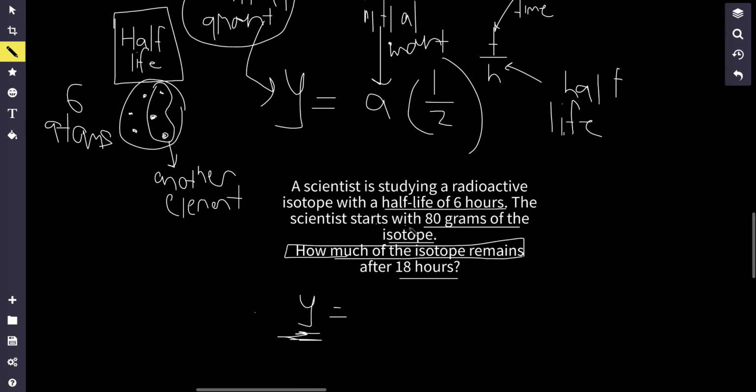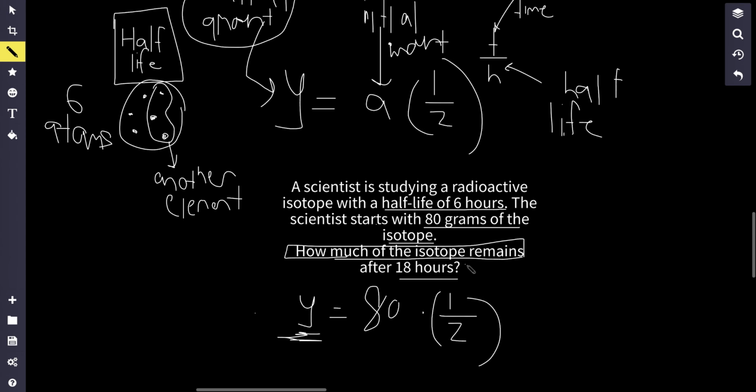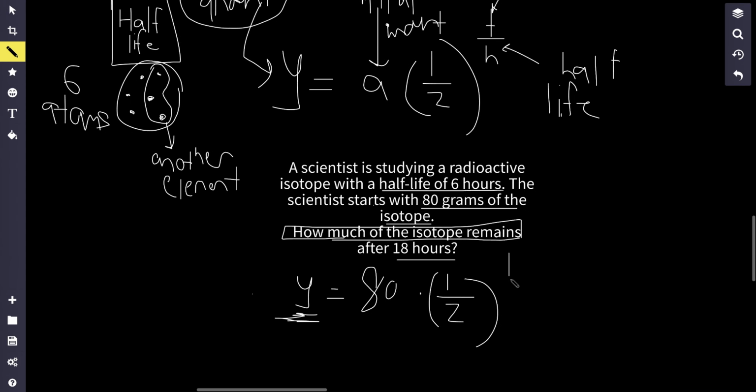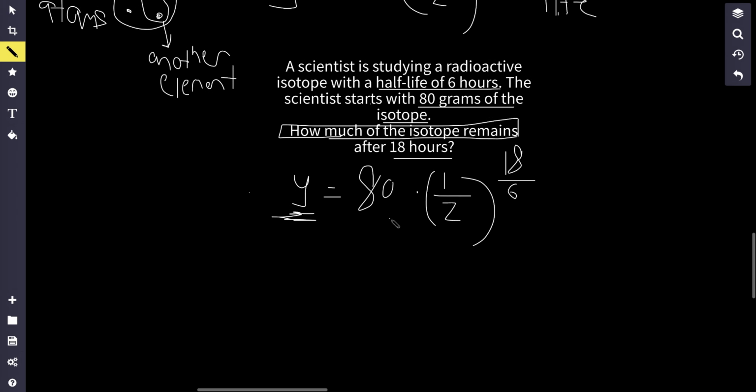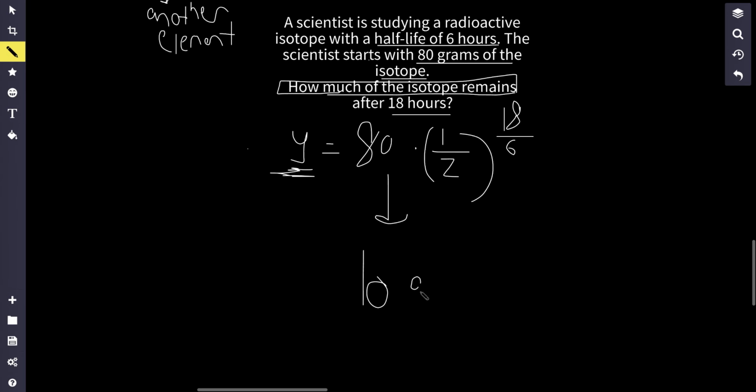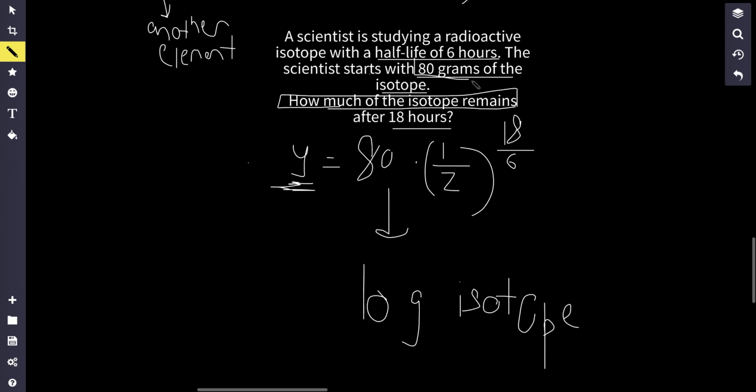Our initial amount is 80 grams. The amount of time that has passed is 18 hours. And the half-life is 6 hours. So now all you have to do is plug this into your calculator, and you get 10 grams of your isotope remaining. Remember, we start off with 80 grams of the isotope, and we're trying to find the amount of grams that remains after 18 hours.